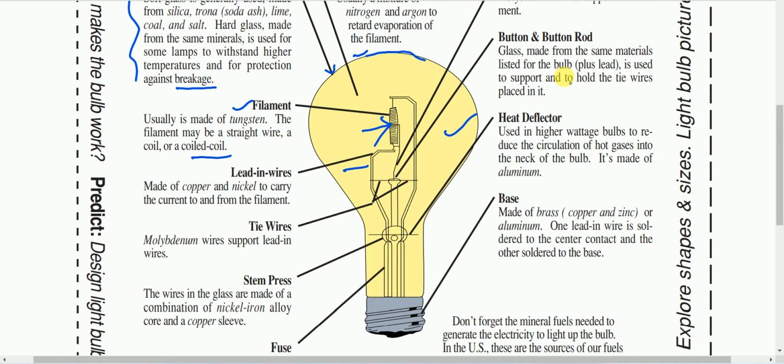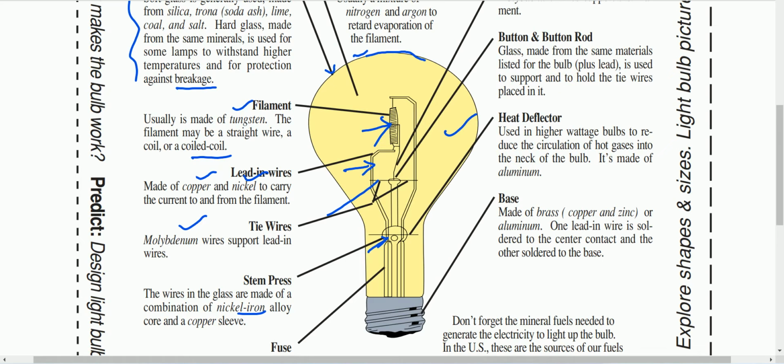And here this is the lead-in wire, made of copper and nickel to carry the current to and from the filament. Then this is the tie wire, made of molybdenum. Molybdenum wires support lead-in wires. Then this is the stem press, and the wires in the glass are made of a combination of nickel-iron alloy core and copper sleeves.